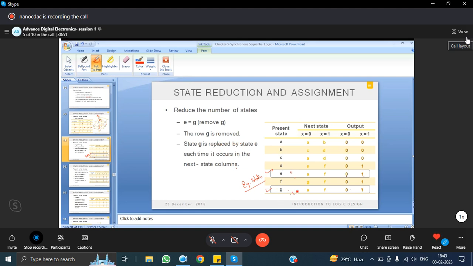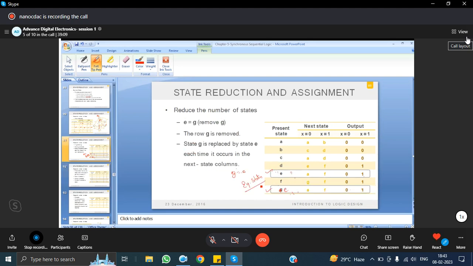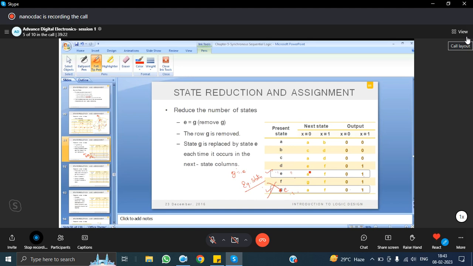Each time it occurs in the next state form, G is equal to E, so G can be replaced with E. Like that we can reduce. Then what do we do now? We removed one. Just reduce it. So A, B, C, D, E, F remain, G is gone here. Again, observe one change here. A and F is there, right?